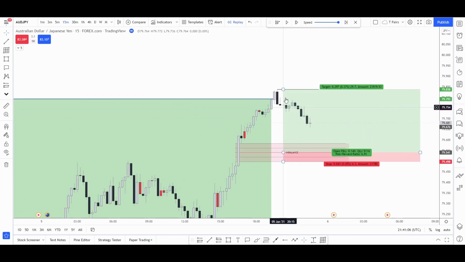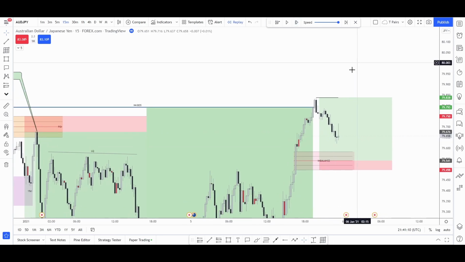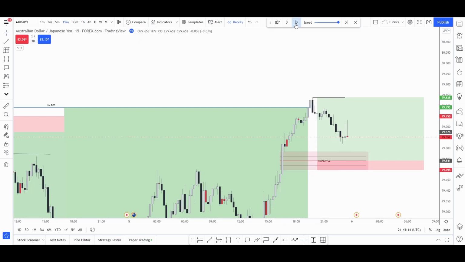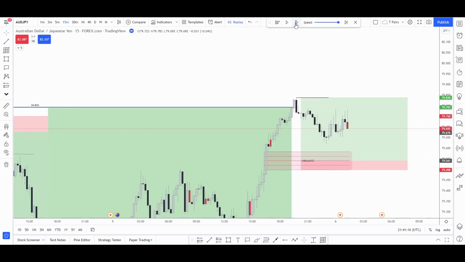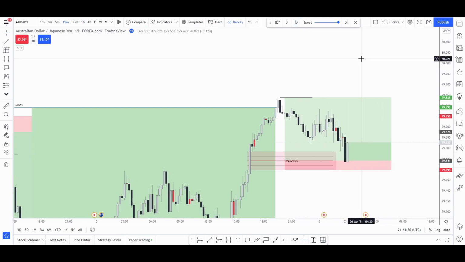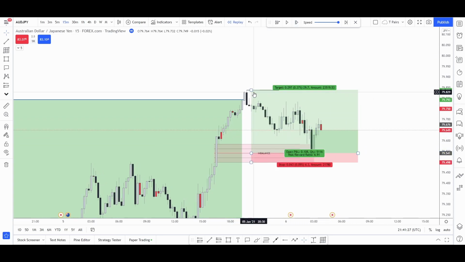Okay, any formations which I like? Not particularly. Oh, there we go. An inside bar touch, possibly. Let's see what happens. Oh, okay. We've been tagged in, which is great. So our target is literally just up here.